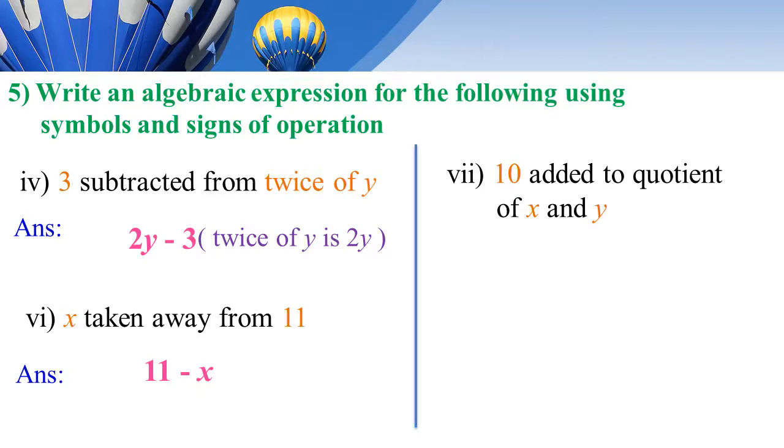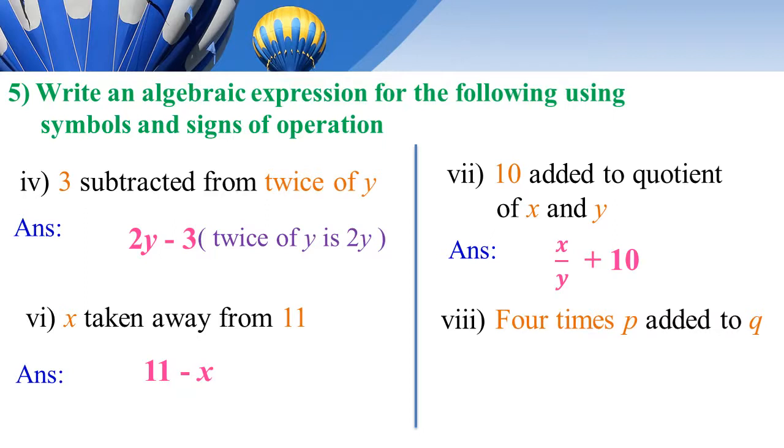Next one, 10 added to quotient of x and y. So the answer is x divided by y plus 10. Because the quotient of x and y means we have to write x divided by y. So 10 added means x by y plus 10. Next one, eighth one, 4 times p added to q. So the answer is 4p plus q.